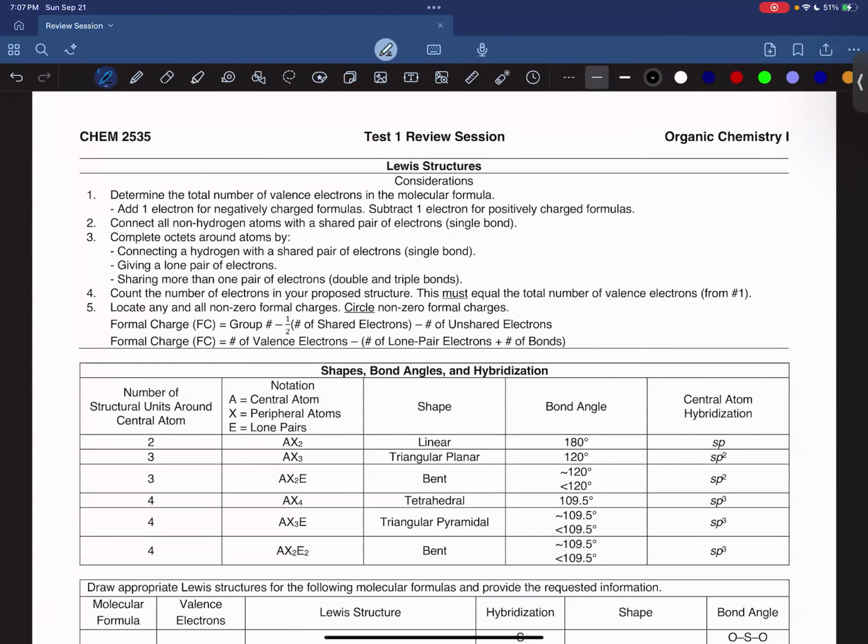All right, so the first thing we'll be talking about are shapes, bond angles, and hybridization. So you have a nice chart here at the front. I'm just going to label a couple things here just so it's easier to read, especially the part talking about notation and shape. So here you see A equals the central atom, X equals the peripheral atoms. So you see here that we got A that was bonded to two other atoms. Sorry, my handwriting's terrible. That means it's linear.